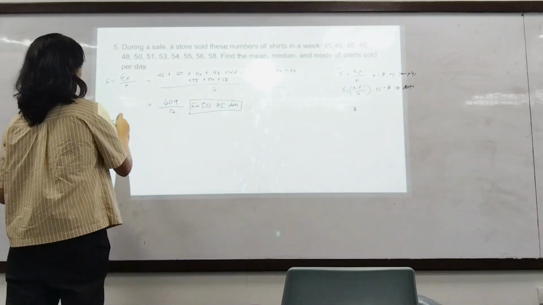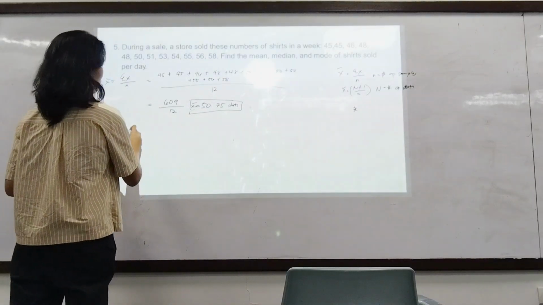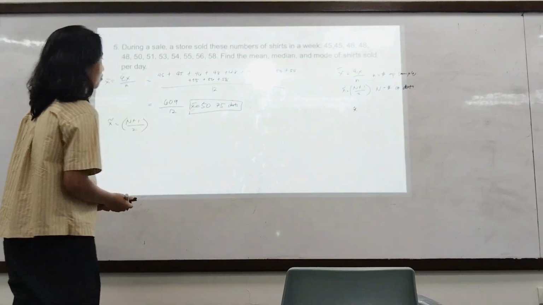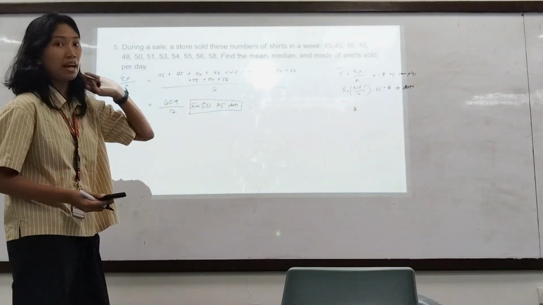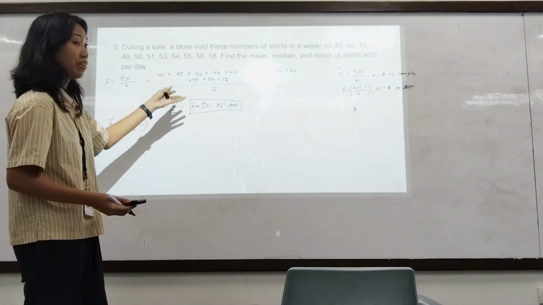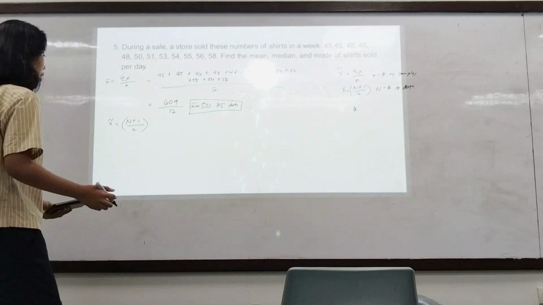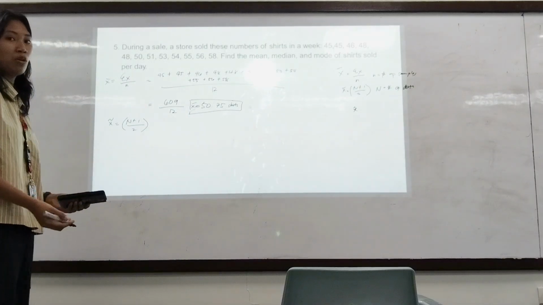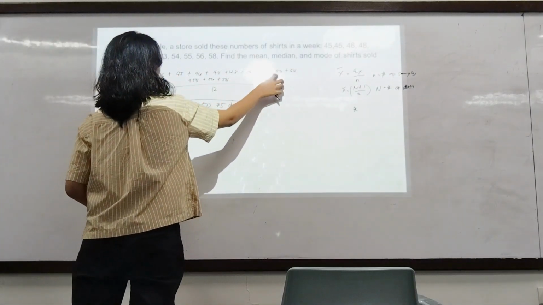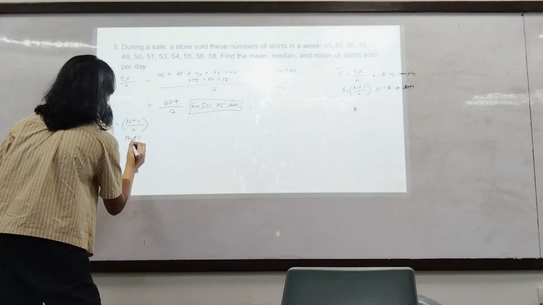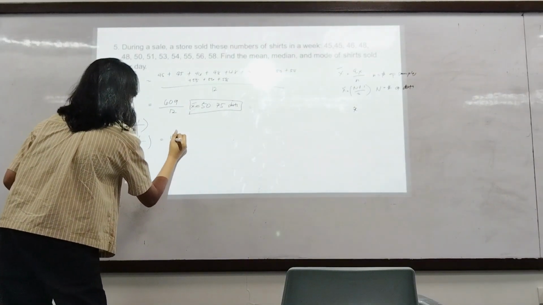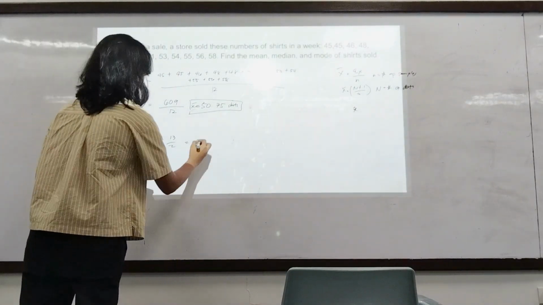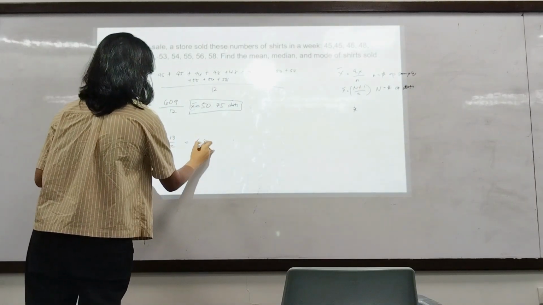Now, we're going to look for the median. n plus 1 over 2. Looks like the given is already arranged in ascending order, so we're no longer gonna rearrange it. Now, what we're gonna do is count again so that we get to know how many data we have. 1, 2, 3, 4, 5, 6, 7, 8, 9, 10, 11, 12 plus 1 over 2. That will be 13 over 2, and the answer is 6.5.